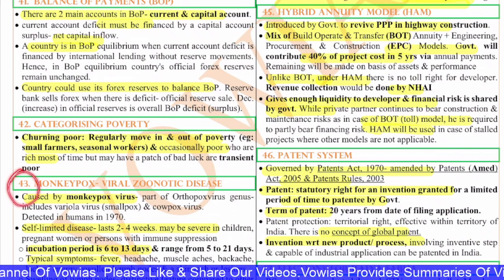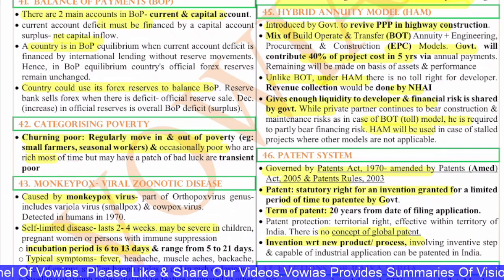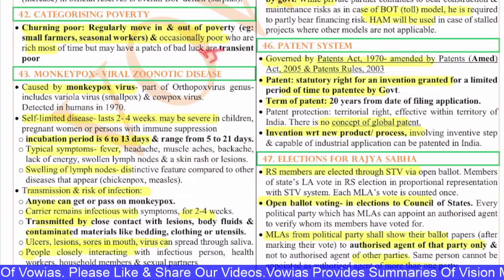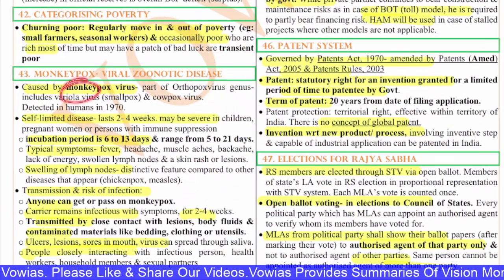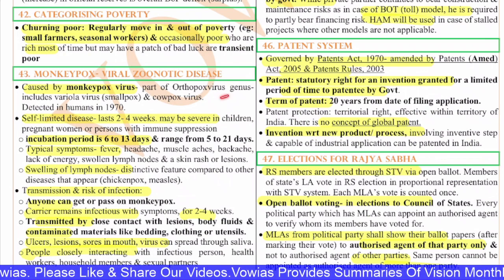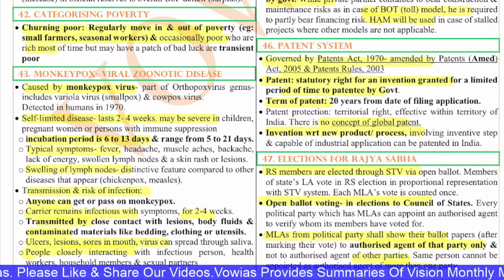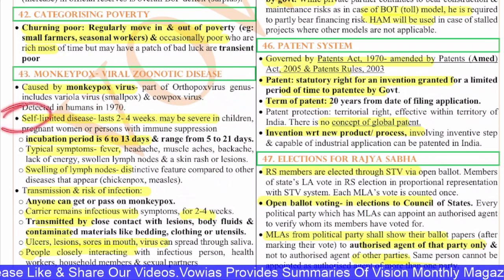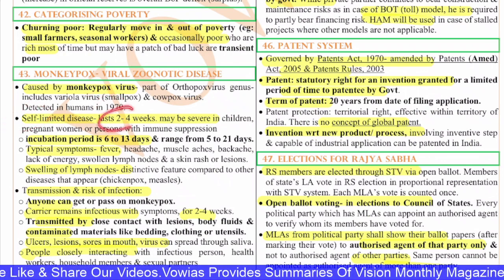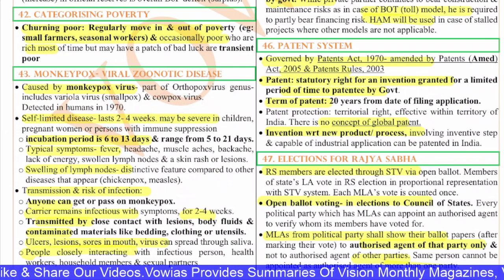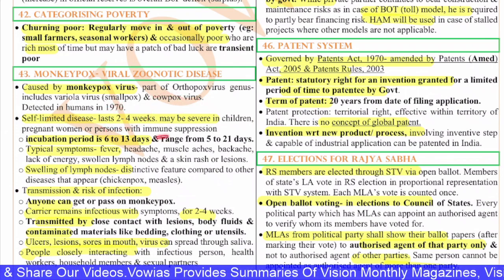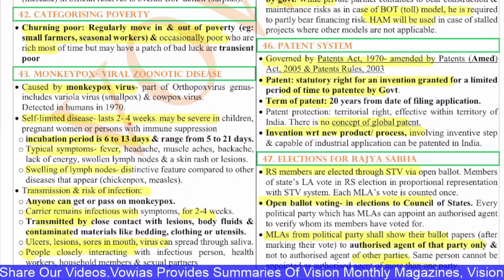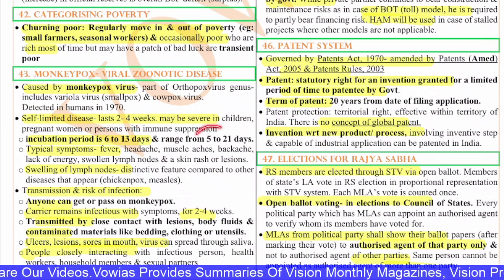Next, the 43rd question is on monkeypox, which is a viral zoonotic disease caused by the monkeypox virus, which is part of the orthopox virus genus, which includes variola virus and cowpox virus, detected in humans in 1970. It's a self-limiting disease. It lasts for 2 to 4 weeks and may be severe in children, pregnant women, or persons with immune suppression. The incubation period is 6 to 13 days and ranges from 5 to 21 days.